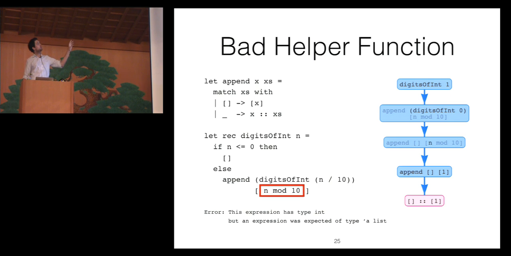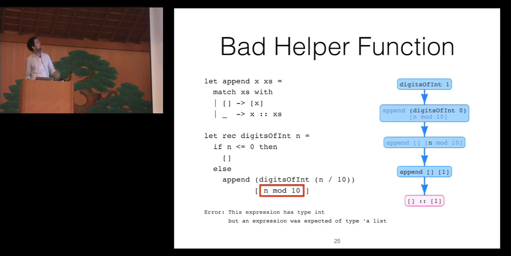But the append helper function type checks on its own. So the OCaml compiler says, OK, this is fine. It has the same type as cons. We'll use that later. And then it goes into digits of int, and it looks at the call site to append, and it sees that the first argument is digits of int, or a call to digits of int. We know from the base case that digits of int returns a list. Therefore, the second argument to append must be a list of lists. And yet, the second argument of append is clearly a list of ints. So we should blame the integer expression there because that's where we detected the error.